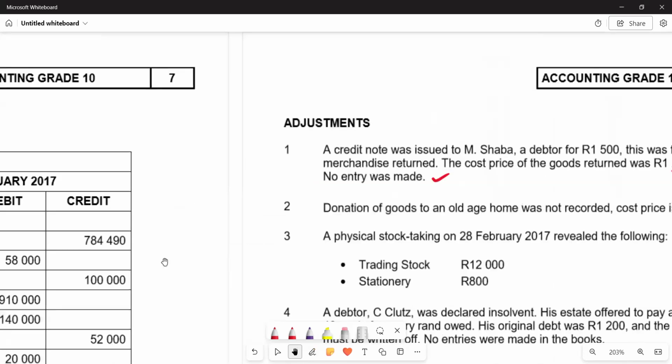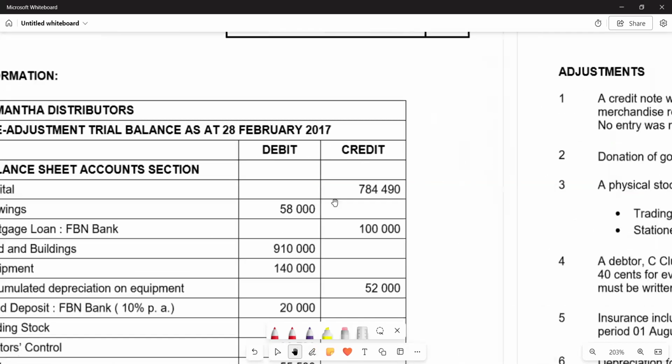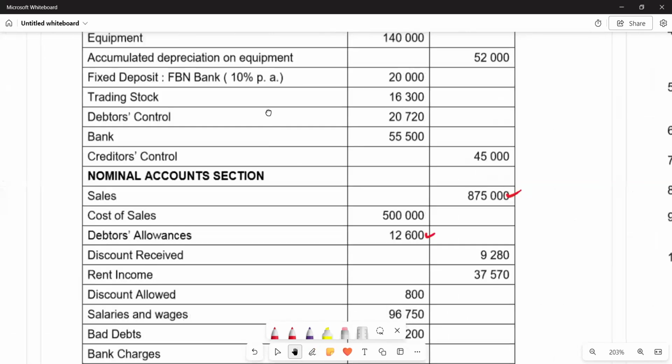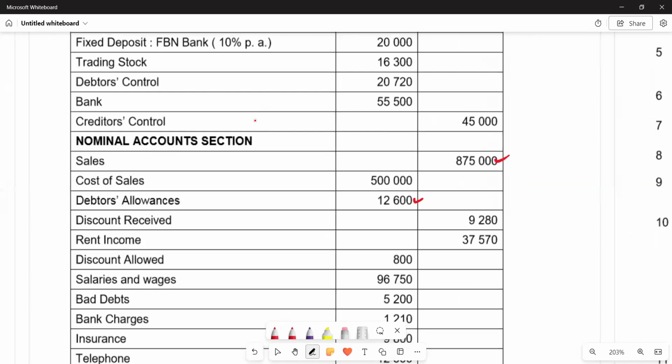Then we can check the figures that we have for those two, that is sales and cost of sales. If you come here, you'll see that for sales, we are going to say 875,000. We subtract 12,600 for data allowances. Then we subtract the 1,500 for the data allowances that were not taken into account. Then you get your net figure.